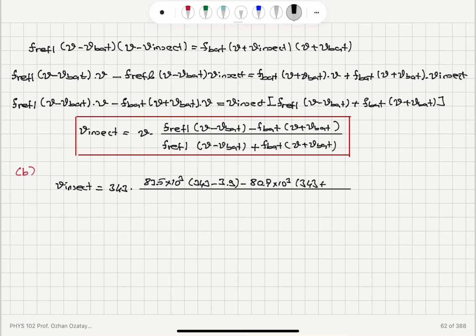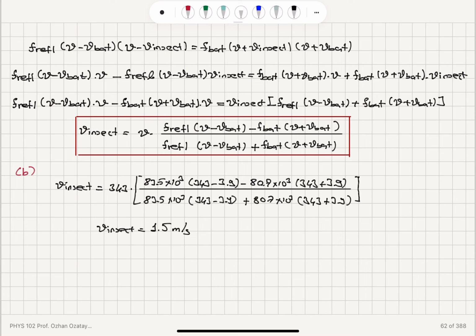times (343 plus 3.9), divided by 83.5 times 10 to the 3, times (343 minus 3.9), plus 80.7 times 10 to the 3, times (343 plus 3.9). And so we find the speed of the insect to be, from this calculation, 1.5 meters per second.